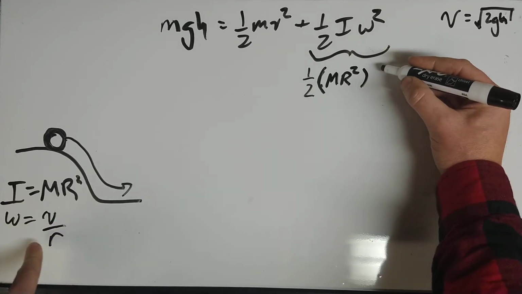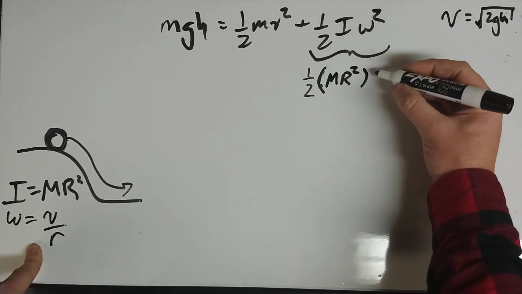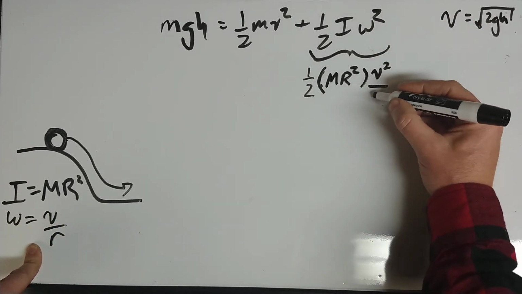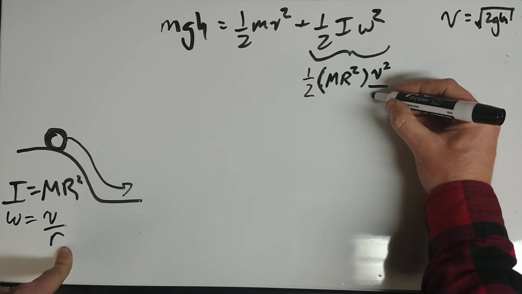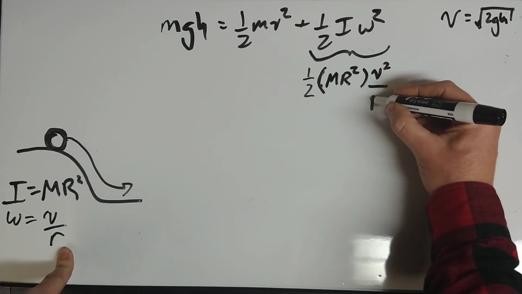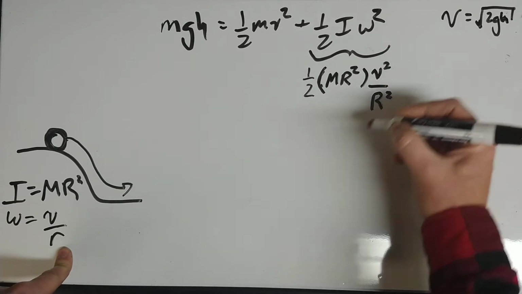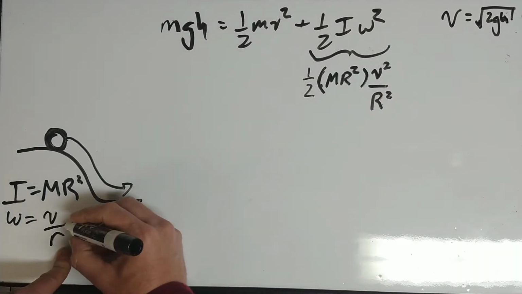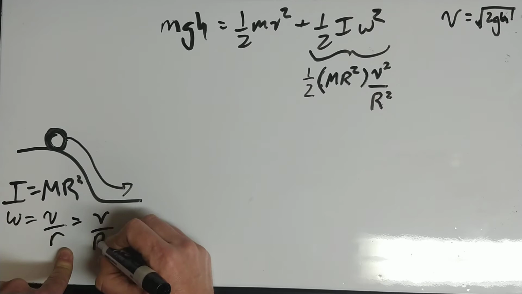It just happens. And omega squared is v squared over, and don't forget, it's also R squared. And this R is capital R. It's the radius of the hoop. It's the same for this guy. It's v over capital R.